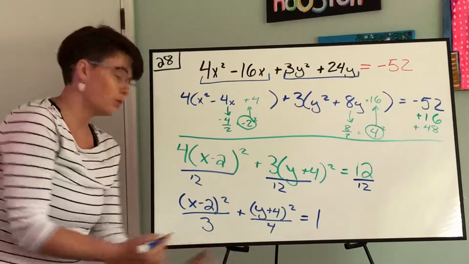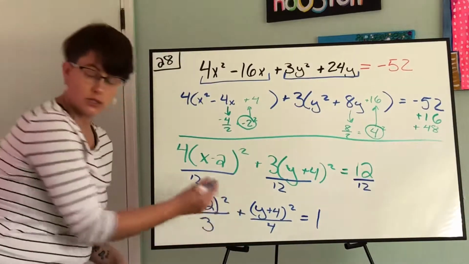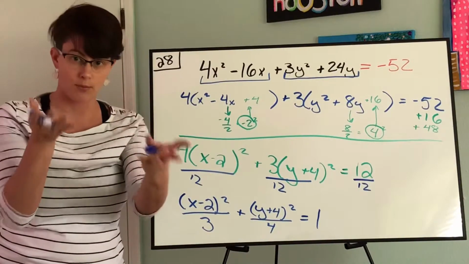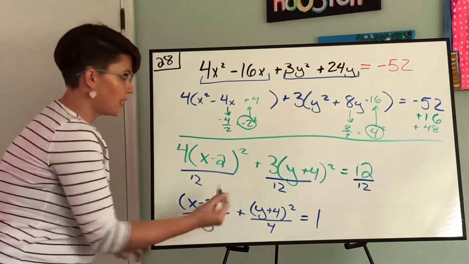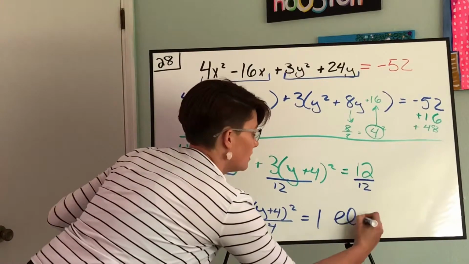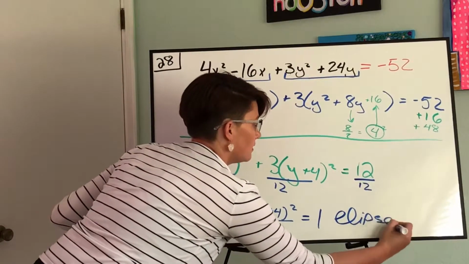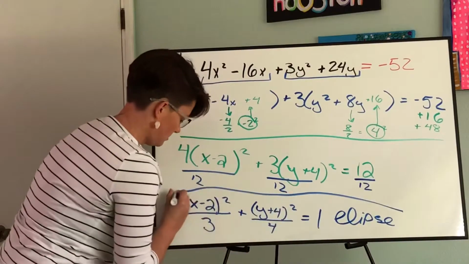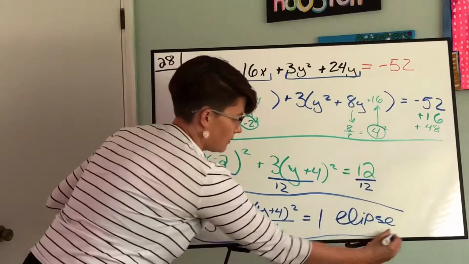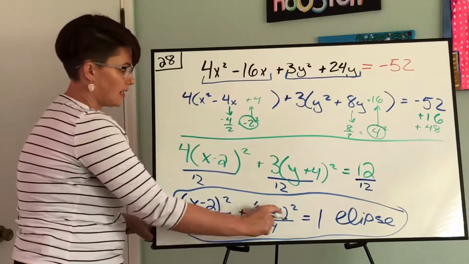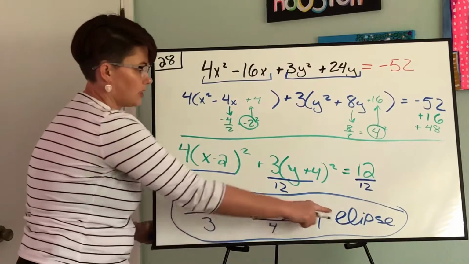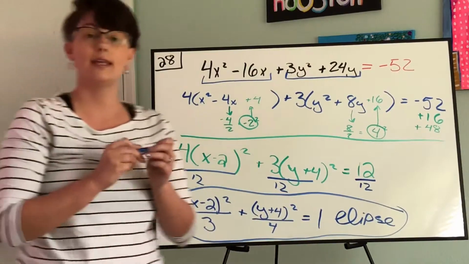And what is this called? Well, right now you're tossing up between ellipse and hyperbola. The one that has the plus in the middle is the ellipse. So there we have it. That's the standard form of the equation for the ellipse.